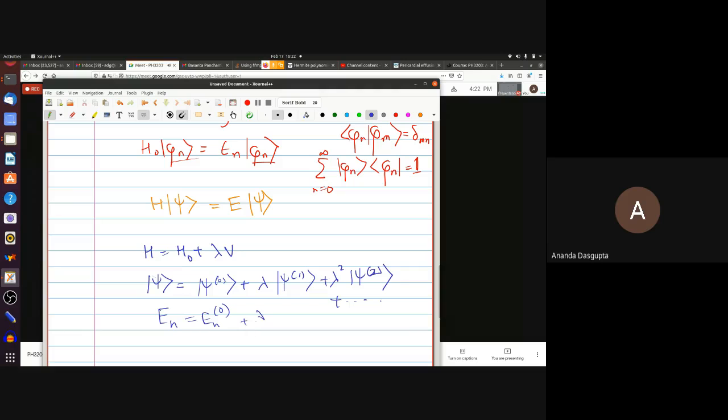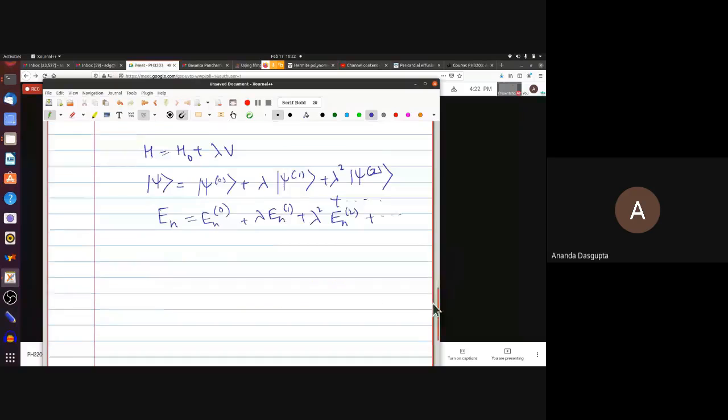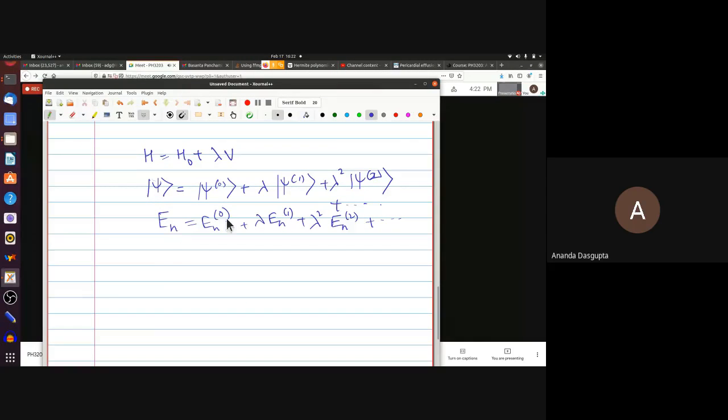Lambda En1. So you're assuming that you can write down the wave function, the ket, and the energy En in this form. And when you do this, you plug this back into the equation and you get something like H0 plus lambda V acting on this whole xi 0 plus this whole thing is equal to En0 plus lambda En1.